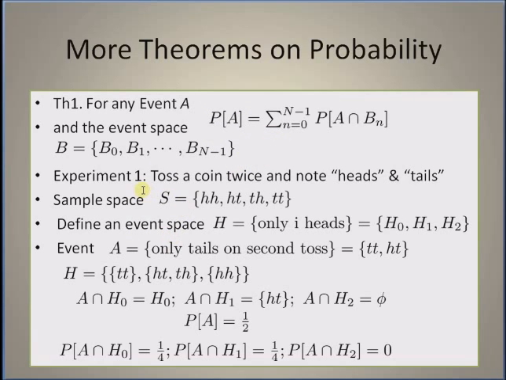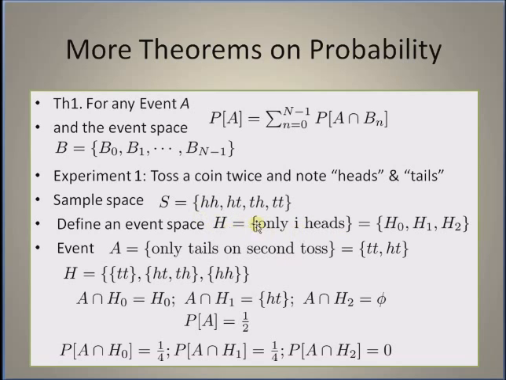Going back to experiment 1 we discussed in the previous video, that is, toss a coin twice and note the heads and tails. The sample space consists of 4 possible outcomes, as we have seen before. Now define an event space H that consists of only the number of heads. Then we have 3 possible events, H0, H1 and H2, where 0, 1, 2 indicate the number of heads in the particular event. Now we define another event A that consists of only tails on the second toss. So this has 2 outcomes, either tails and tails or heads and tails.